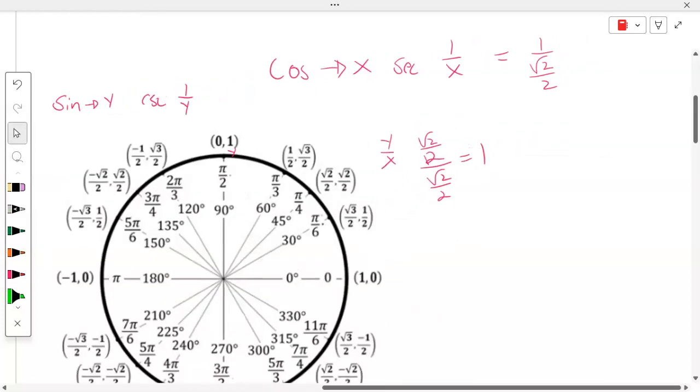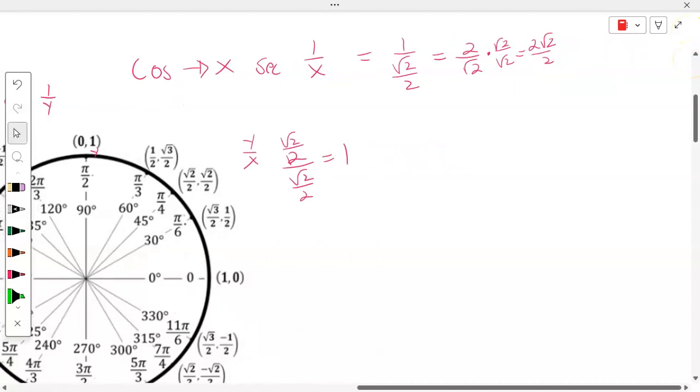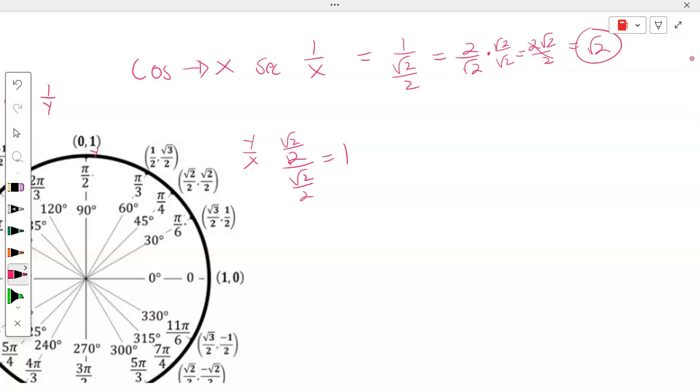And remember, dividing by a fraction is the same as multiplying by the reciprocal. So we've got to do a little bit of work here and flip it, realizing that 2 over root 2, we can't leave that unrationalized. So we're going to multiply by root 2 over 2 to get 2 root 2 over 2. And the last step, these 2's should cancel, becoming 1. So the answer should just be root 2, if I'm not mistaken.